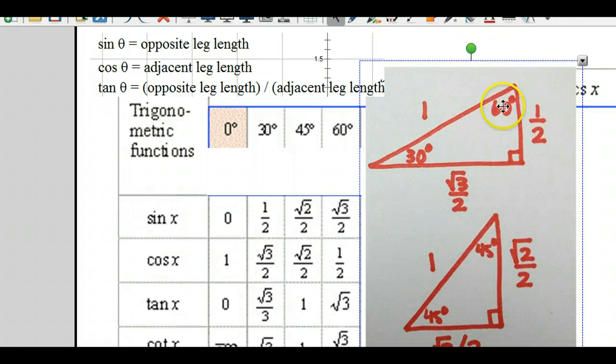So going from the 60-degree angle, we can see the opposite side leg is square root of 3 over 2. That's why the sine for 60 degrees is square root of 3 over 2. The adjacent leg is 1/2, so the cosine of the angle is 1/2, and vice versa. Well, that at least talks about the 3 lines in the first quadrant. But what about the 3 lines in the other quadrants?